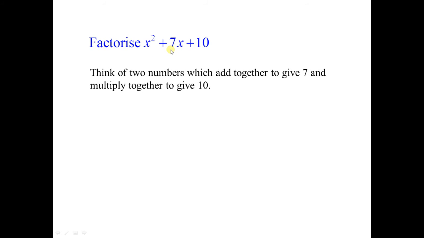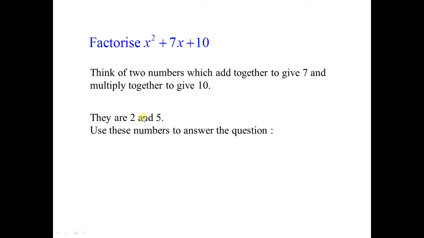So let's start by looking at this quadratic. How do you factorize this? Well, you've got to think of two numbers that add to give you 7 and multiply to give 10. These are not too difficult: 2 and 5. They add to give 7 and multiply to give 10. And these are the two numbers you use to factorize the quadratic.